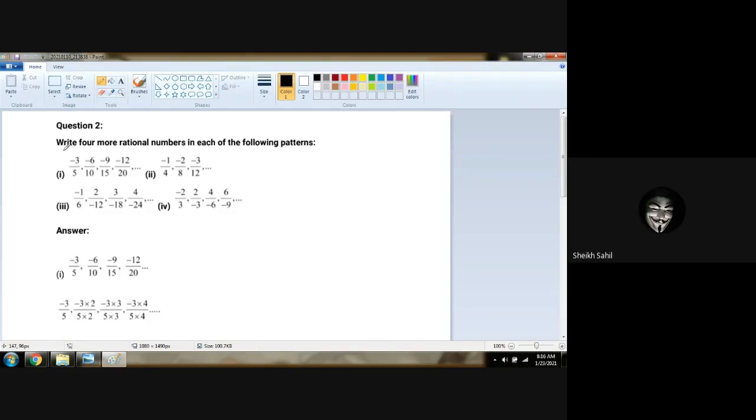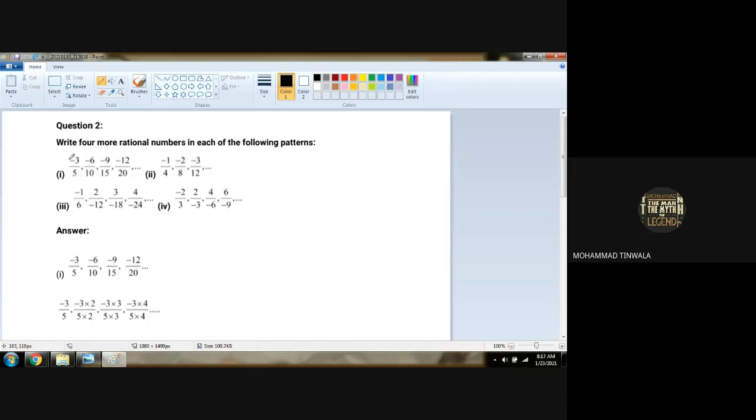No. Write 4 more rational numbers in each of the following patterns. We have to write 4 rational numbers. The numbers are written here. We have to write 4 more rational numbers with the same pattern that is given. So, recognize what the pattern given is.